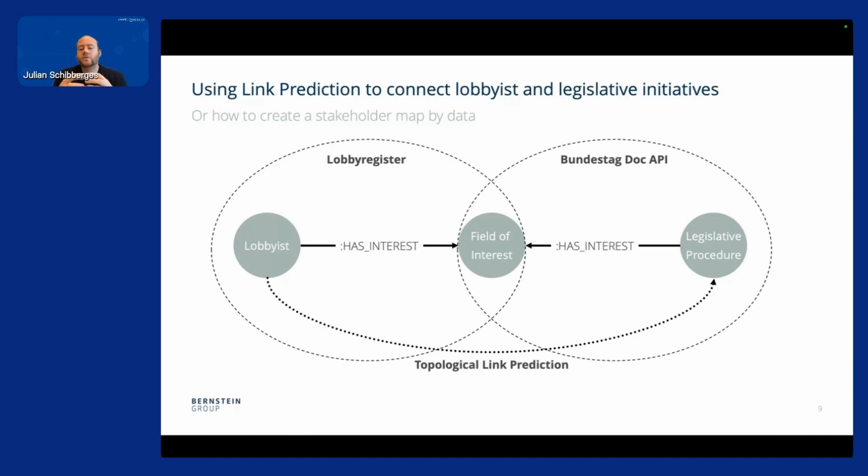So I can combine these two data sets, and I can then use something called topological link prediction to connect lobbyists to legislative procedures. This kind of link prediction uses the graph neighborhood of these fields. So I can see that lobbyists who have a lot of fields of interest in common with the legislative procedure are more likely to be interested in that procedure than those who have not. You can use a variety of algorithms for that.